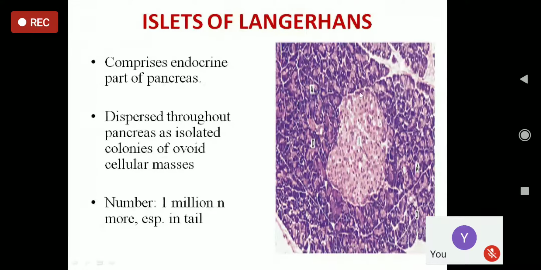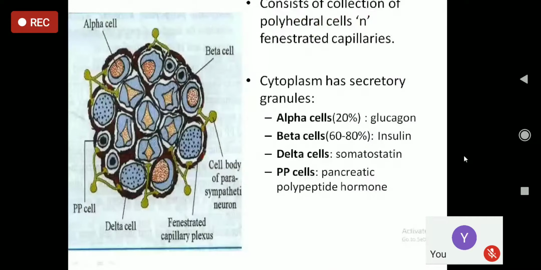Here we can see one focused mass, that is the islets of Langerhans, in a different color, and the number of the islets of Langerhans is 1 million or more, especially towards the tail of the pancreas. This is the Langerhans we can see in histology practical. If we focus on the islets of Langerhans, they consist of a collection of polyhedral cells and fenestrated capillaries. The cytoplasm has secretory granules, and it consists of different cells: the alpha cells, beta cells, delta cells and PP cells.